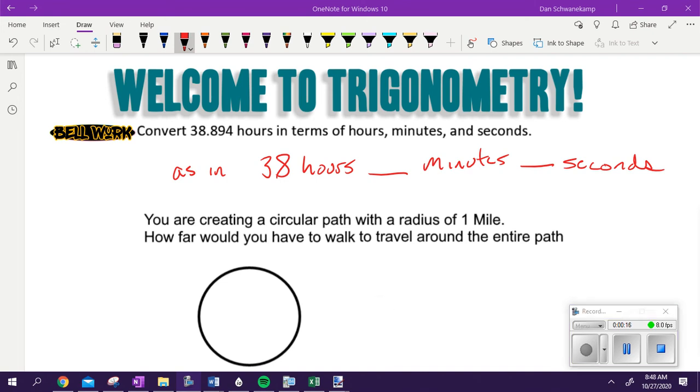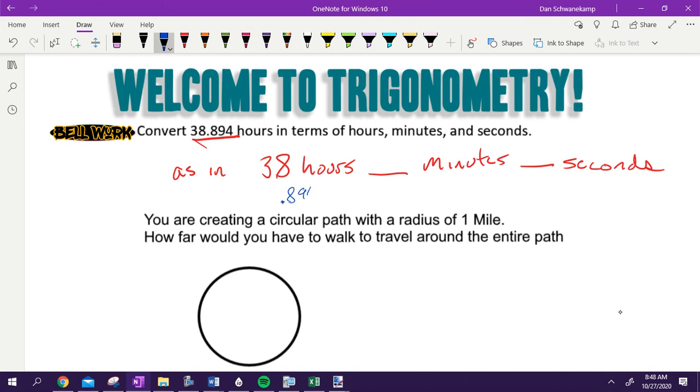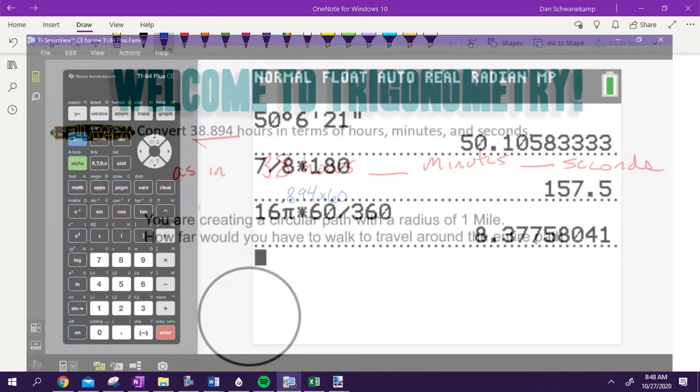Okay, so we know we don't talk about time like that. It doesn't make any sense for us. It gets weird. Instead, we're going to convert it into 38 hours, blank amount of minutes, and blank amount of seconds. Anybody got an idea on how we could do that conversion? Aaron, what'd you do? I took 0.894 times 60. So let's see how that worked.